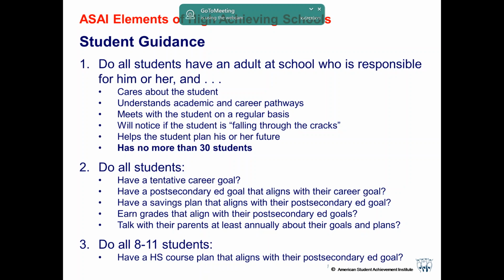And then in grades 8 through 11, do students have a high school course plan that aligns with their post-secondary ed goal? So if a student says, I'm going to Harvard, or I'm going to a four-year college, do they have a high school course plan that's going to get them there? If they're saying, I'm going to a building trades apprenticeship program, do they have a high school course plan that's going to get them there?